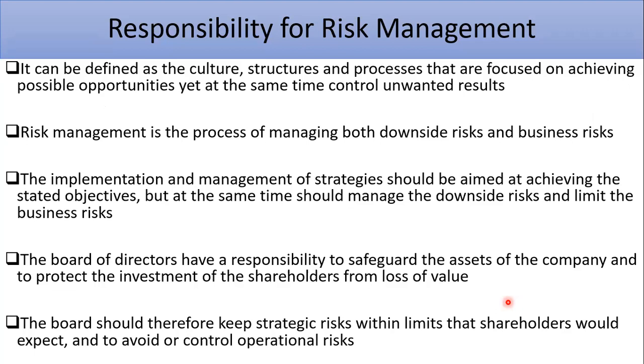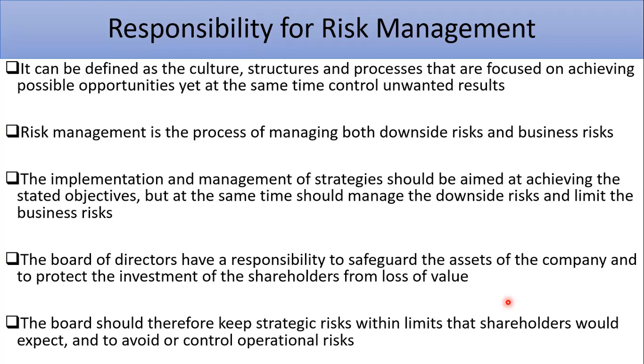Now, within an organization, somebody or a group of persons must be responsible for the management of risk, that is, for the management of both the upside of the risk and the downside of the risk. And this actually lies on the lap of the directors or the board. The responsibility for risk management is defined as the culture, structures, and the processes that are focused on achieving possible opportunities, yet at the same time controlling unwanted results. That is risk management. And it's the process of managing both the downside and the business risk, as we said.